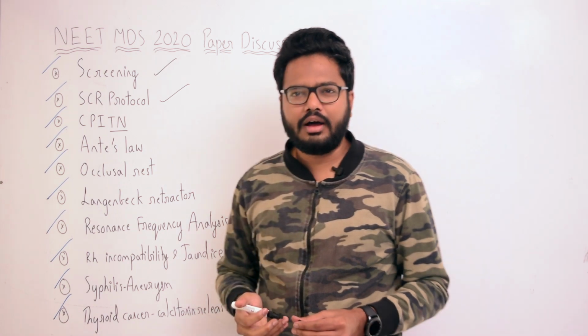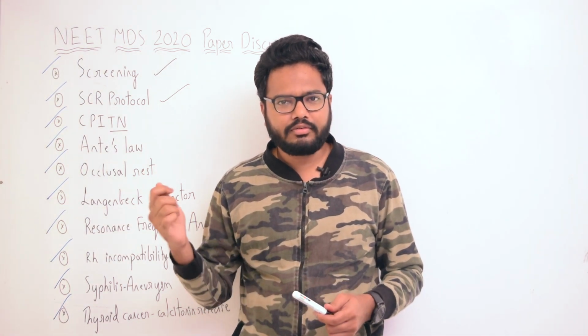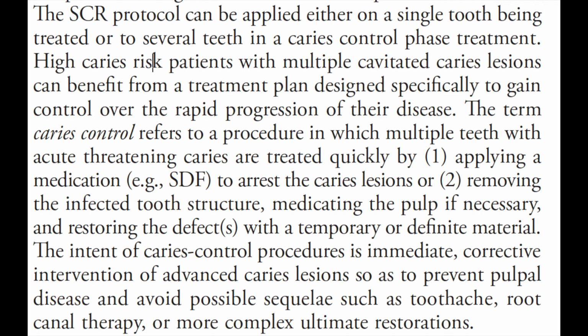SCR protocol was not asked directly, but there seems to be a question from that protocol. In the case of a highly caries-affected patient, which of the following topical fluoride agents is applied? So, the selective caries removal protocol. This SCR protocol can be applied either on a single tooth being treated or to several teeth in a caries control phase treatment. High caries risk patients with multiple cavitated caries lesions can benefit from a treatment plan designed specifically to gain control over rapid progression of their disease.